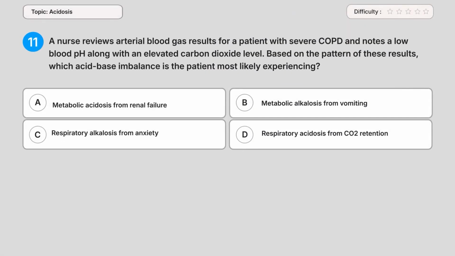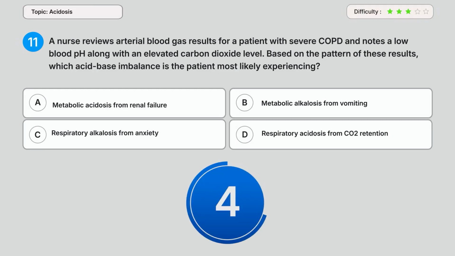Question 11. A nurse reviews arterial blood gas results for a patient with severe COPD and notes a low blood pH, along with an elevated carbon dioxide level. Based on the pattern of these results, which acid-base imbalance is the patient most likely experiencing? A. Metabolic acidosis from renal failure. B. Metabolic alkalosis from vomiting. C. Respiratory alkalosis from anxiety. D. Respiratory acidosis from CO2 retention. Can you guess the answer?